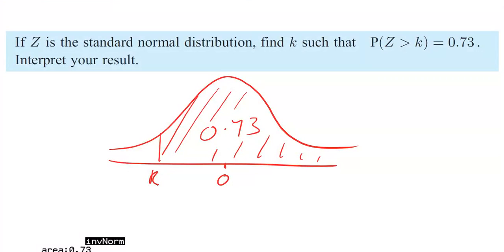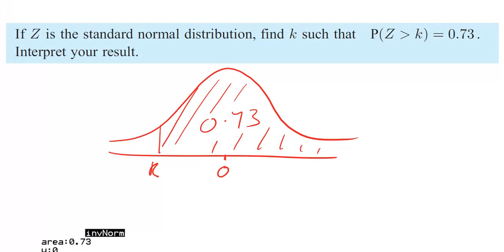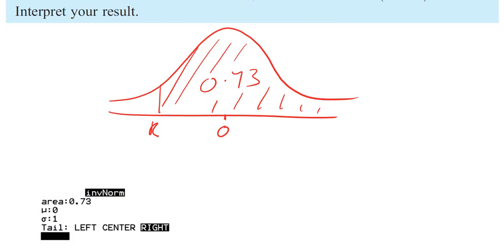Okay, so we need a new button on our calculator. We need to use the inverse normal button. So find the inverse normal button on your calculator. It is through the distributions list. If you scroll through, you should see, I think it's the fourth one down.